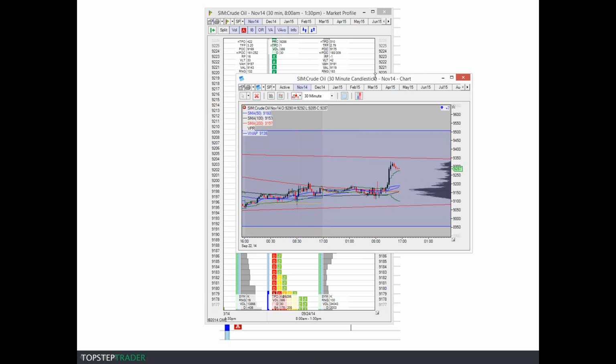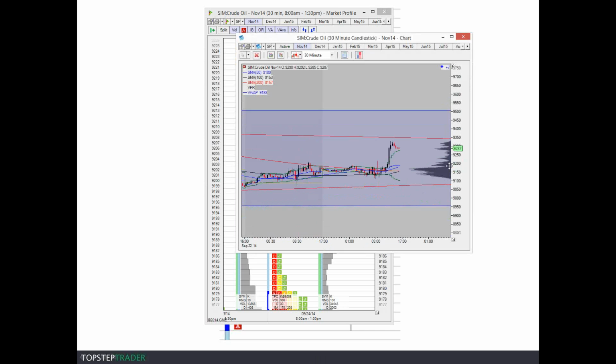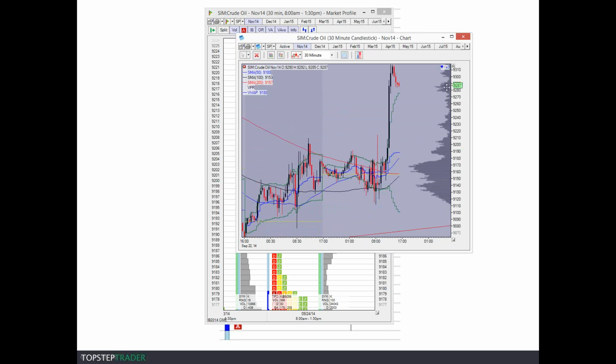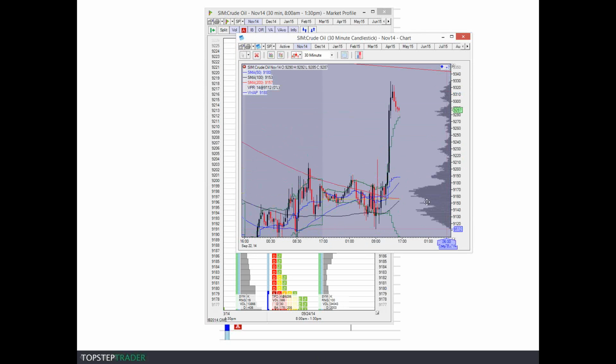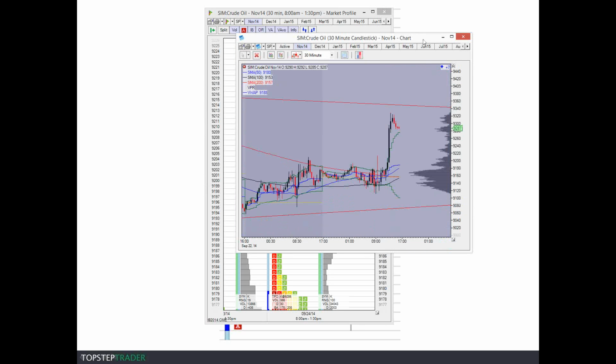You can see on this 30-minute chart, I even have the volume profile. This is the volume profile histogram for today. I can hold this cursor over any price, and it tells me what the volume was at that price in the upper left corner. You can see 2143 traded at 91.35. So at any time I can check what the volume is at a given price.